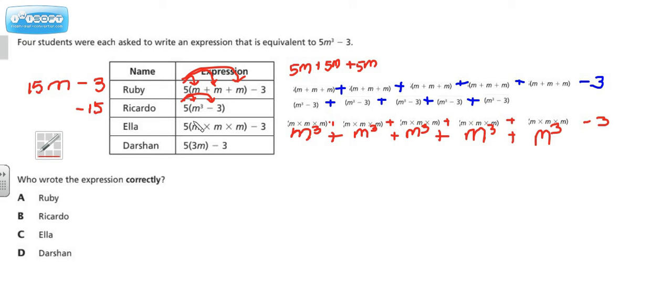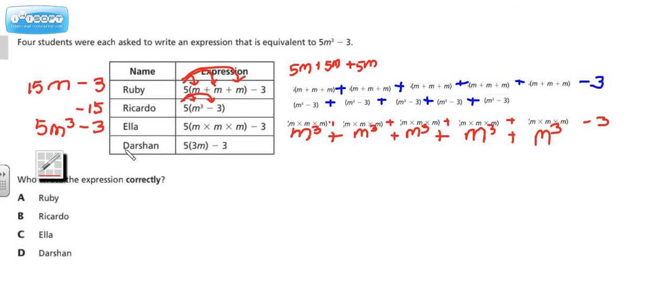All right, let's look at Ella. So this is kind of the same idea. We have 5 groups of m times m times m. So here's the first group, here's the second group, here's the third, here's the fourth, here's the fifth. Now another way to think of m times m times m, isn't that the same thing as m cubed? Now are we talking about this as being 5 groups of m cubed? We are. So let's write that over here. 5 groups of m cubed. And then we have this minus 3. So that looks like a match.